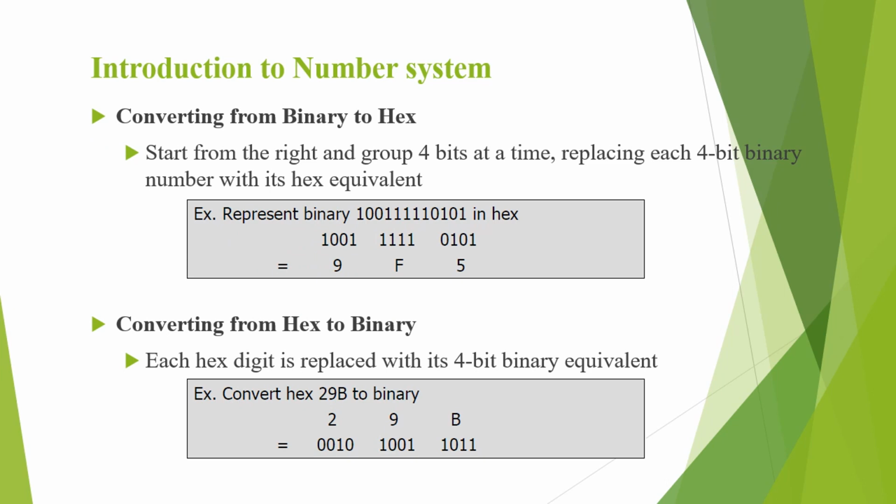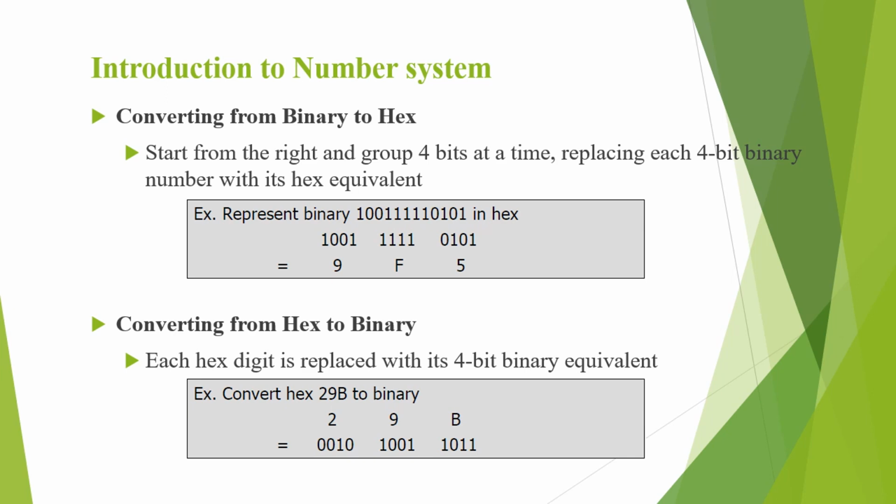So next we will see the conversion from binary form to hexadecimal form. So we have to start from the right and group the binary bits 4 at a time, so that each 4-bit binary number will be replaced with its hexa equivalent. So we'll start from the rightmost, that is LSB, and we'll group 4 binary bits at a time and then replace that 4-bit binary number with the hexa equivalent.